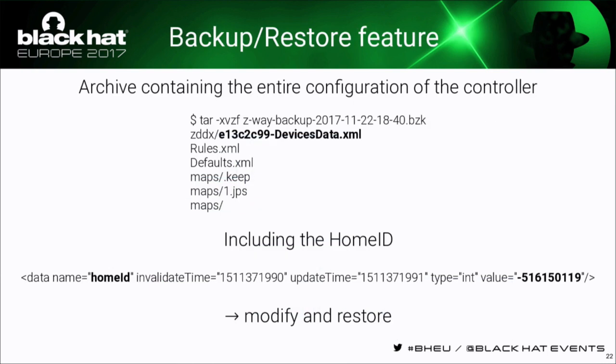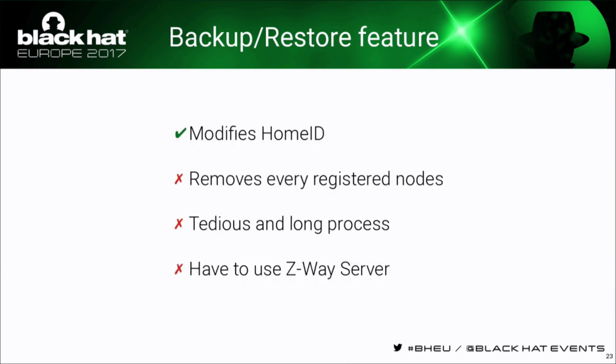When we looked at the backup archive, obviously you have the home ID in it. It's a ones' complement of the home ID, but you have it in the archive. We simply tried to modify it and restore it, and of course, we were able to choose our own home ID. But we had a little side effect. It removed every node that had been registered in the controller, so we can't control any node again, but we have the home ID we chose. It's a tedious and long process. You have to do a backup, modify the archive, restore it, and you have to use special software.